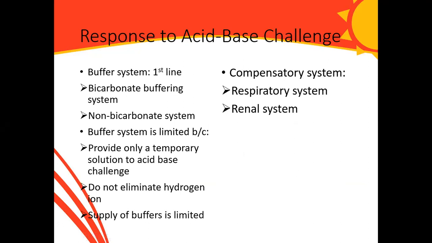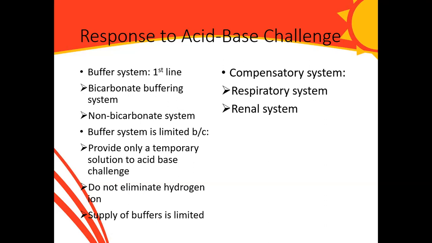There are different ways to respond to an acid-base challenge, and one of them is the buffer system. When there's a change in pH, whether towards acidity or alkalinity, buffer systems help to limit the change in pH and its effect. We have two types: the bicarbonate buffering system and the non-bicarbonate buffering system. The buffer system is limited because it only provides a temporary solution. It does not eliminate hydrogen ion, and the supply gets easily exhausted.